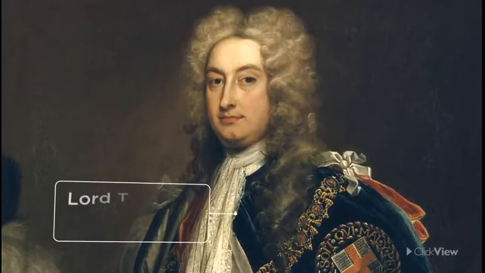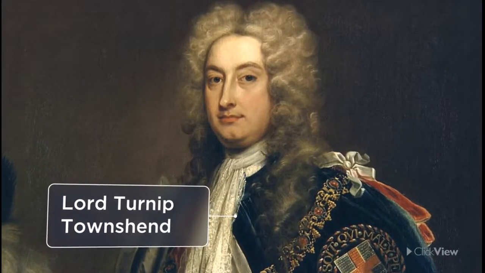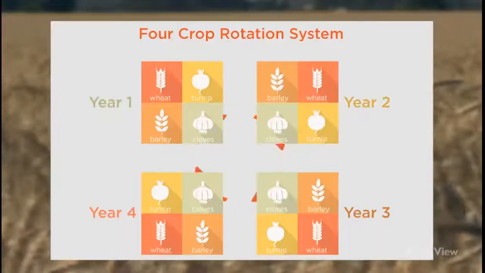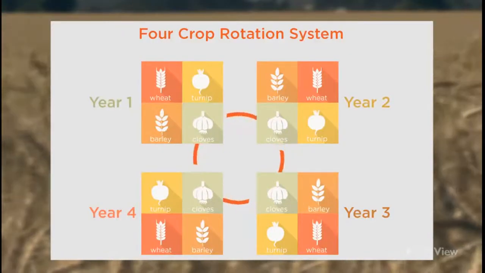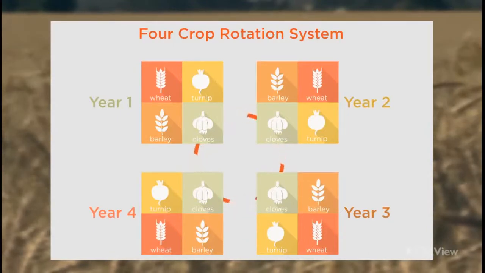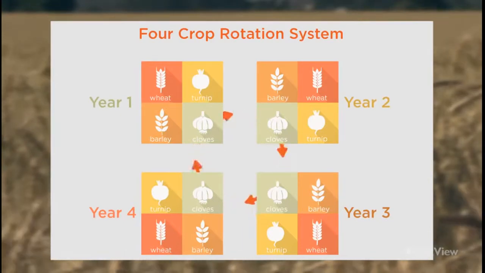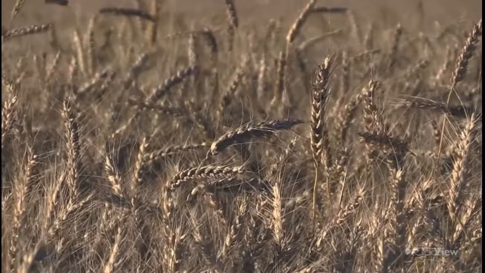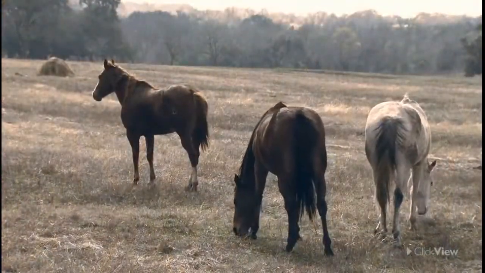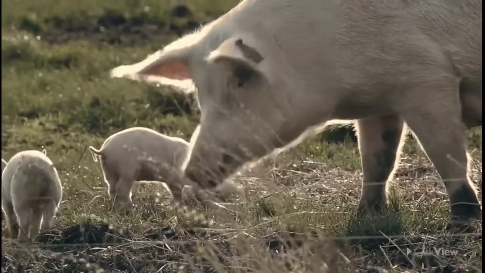And now we come to Turnip Townshend. During the 1730s, Lord Turnip Townshend introduced the Dutch 4-crop rotation system to Britain. The 4-crop rotation system rotated wheat, turnips, barley and clovers, for example, through 4 fields. The turnips and clovers helped nourish the soil with nutrients which, in turn, would produce a better wheat and barley crop the following year. In winter months, turnips were fed to livestock. This meant that it was no longer necessary for farmers to slaughter their beasts before winter.